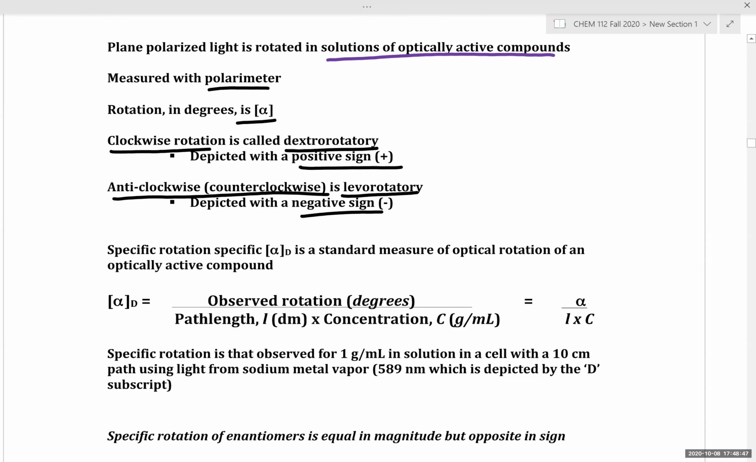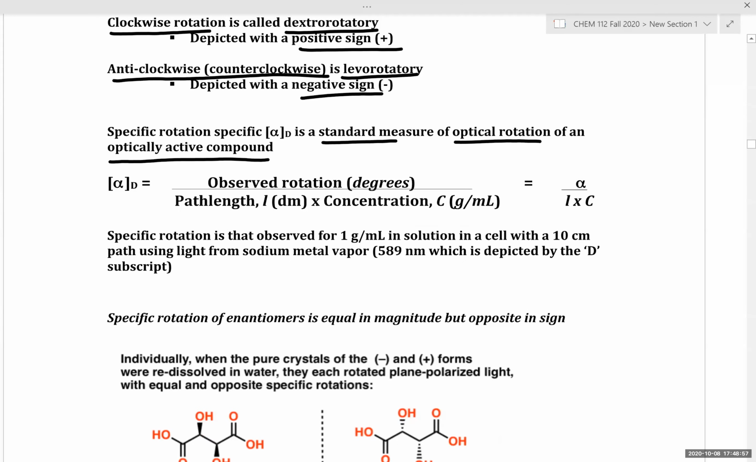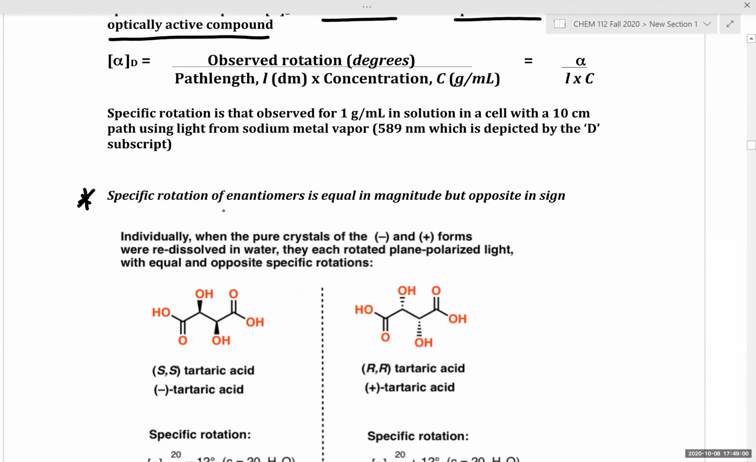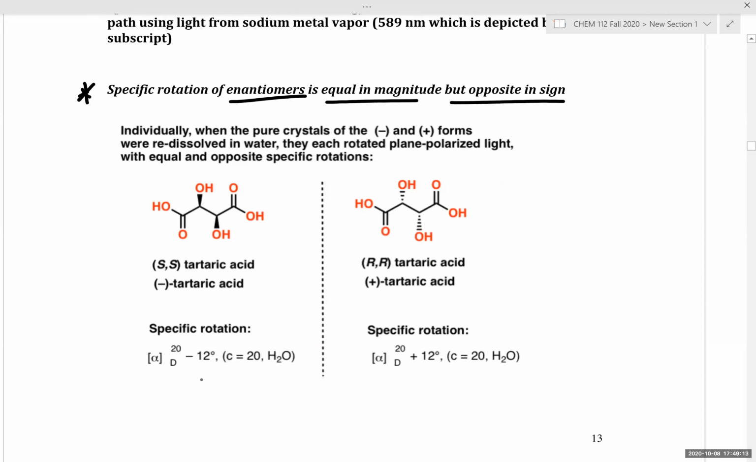Now, specific rotation is a standard measure of the optical rotation of an optically active compound. What's really cool is that specific rotation of enantiomers is equal in magnitude but opposite in sign. It's really important, and I want to emphasize this, that specific rotation depends on what enantiomer you're looking at, but it's not directly correlated with a specific stereochemistry. So for example, minus and plus are not correlated specifically with R or S. It depends on the compound you're looking at.